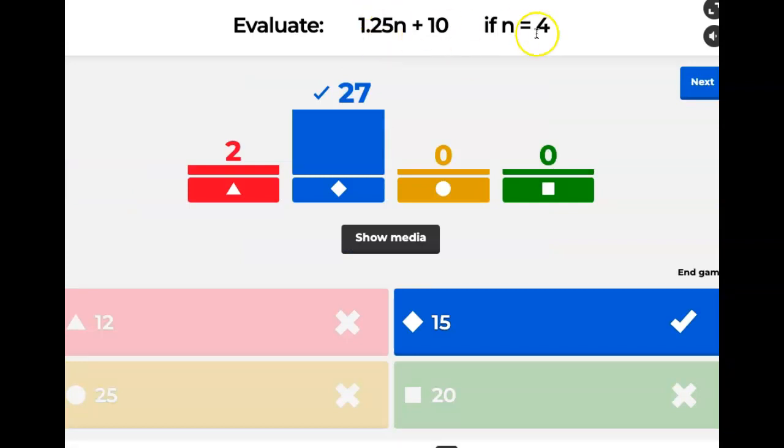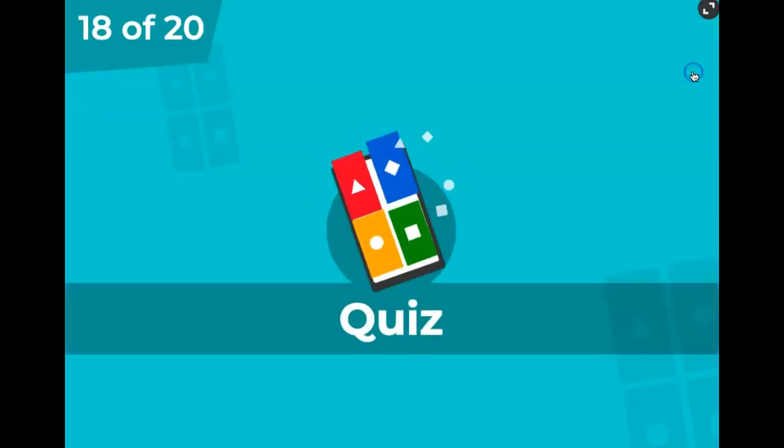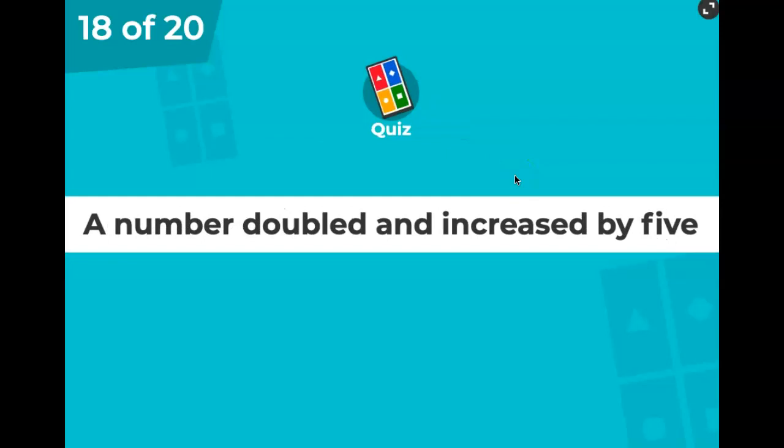So 1.25 times 4 is 5, plus 10, we got 15. Others got it wrong, but looks pretty good. Next question. Helena's still up. Wow, no one could take her place.